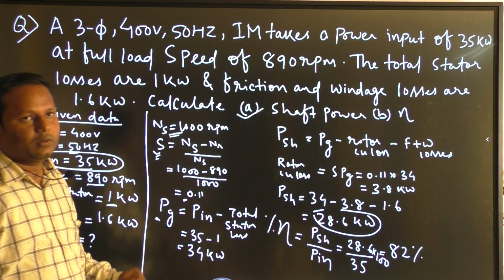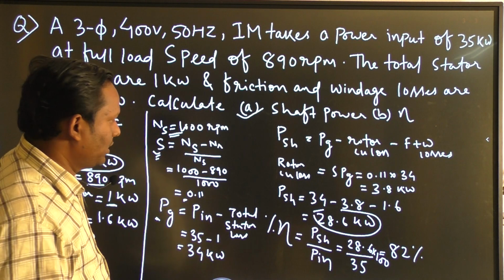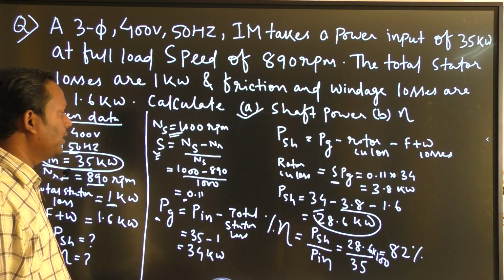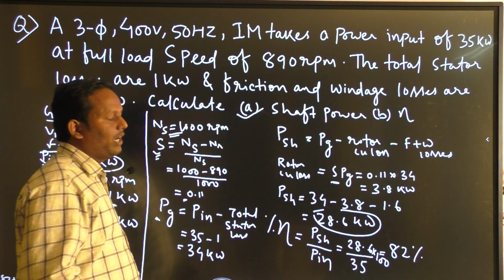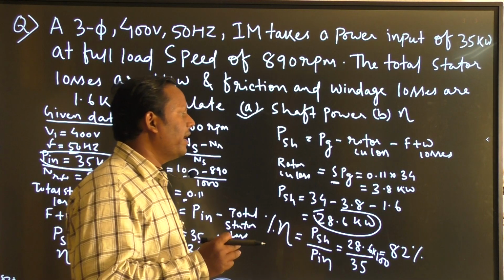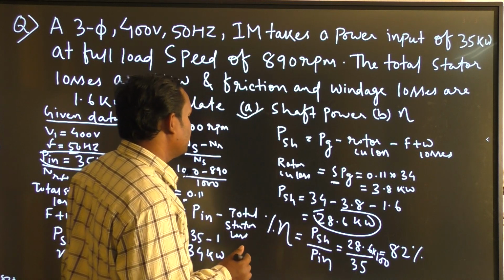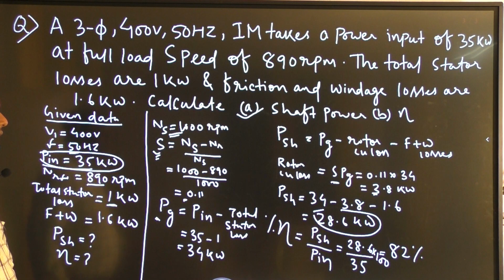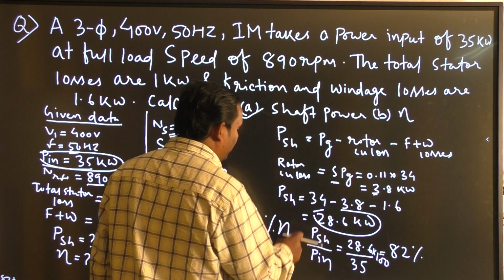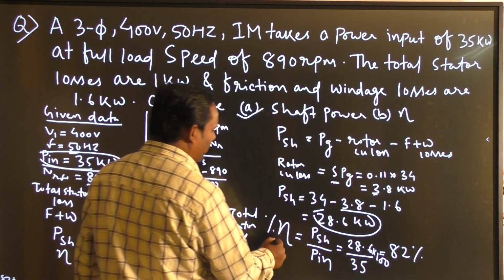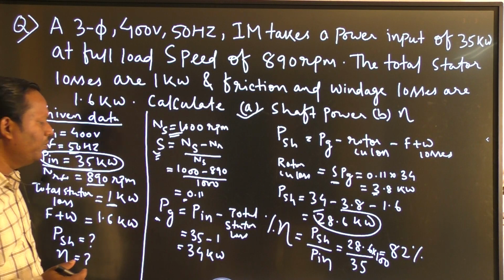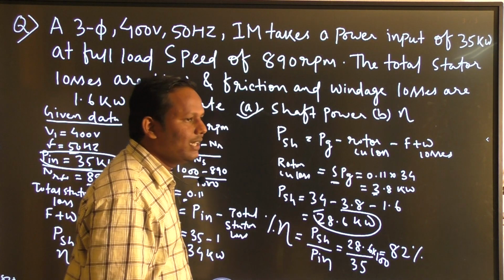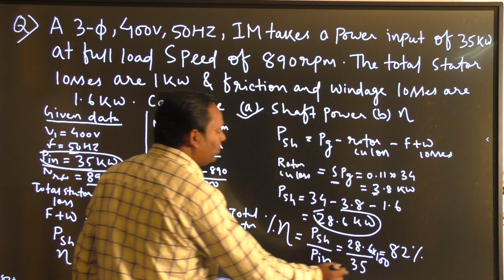After the rotor input or air gap power, we find the rotor copper loss. Rotor copper loss is S into PG, which is 0.11 into 34, around 3.8 kilowatt. After that, we found the shaft output, that is the rotor input minus rotor copper loss minus friction plus windage losses. Friction plus windage losses given in the question is 1.6, and rotor copper loss is 3.8. So PSH is equal to 34 minus 3.8 minus 1.6, around 28.6 kilowatt. Your efficiency will be the shaft power output divided by your input mentioned in the question, that is the stator input, equal to 35 kilowatt. So 28.6 divided by 35 into 100 gives you 82% efficiency.